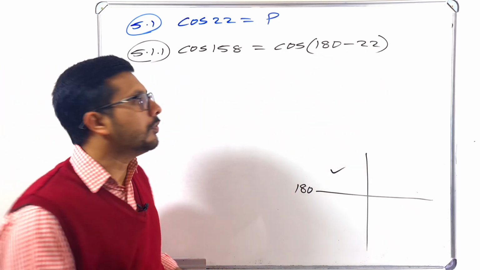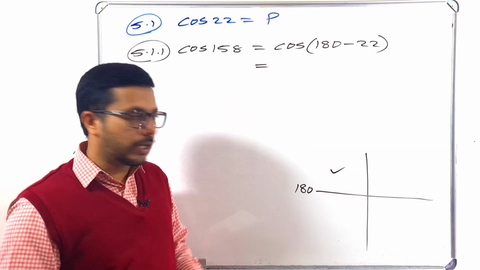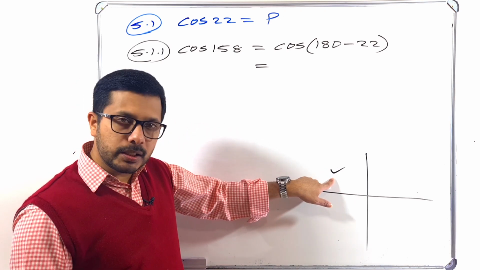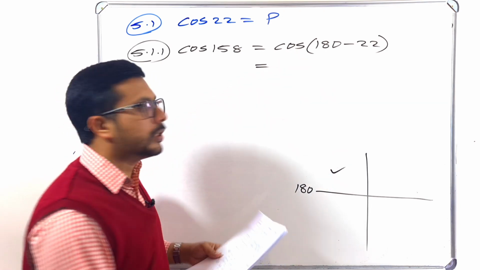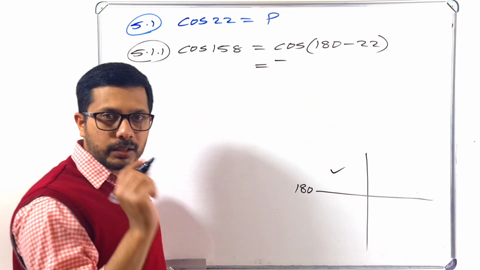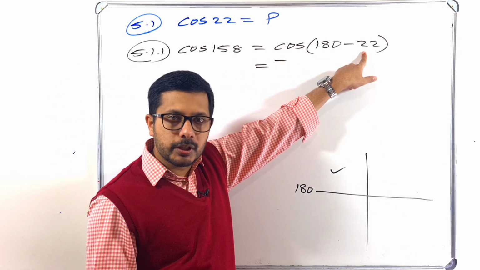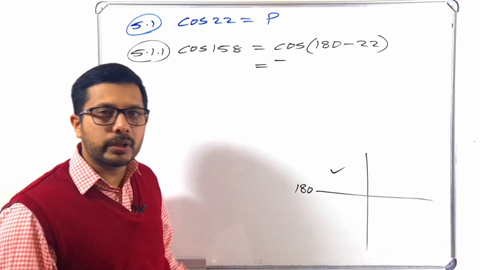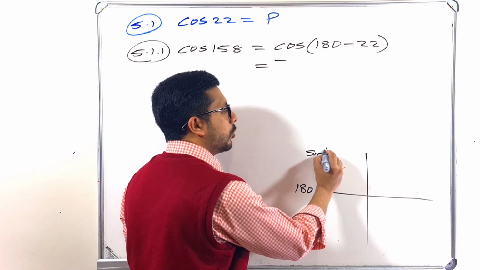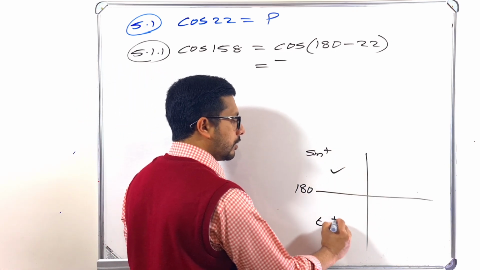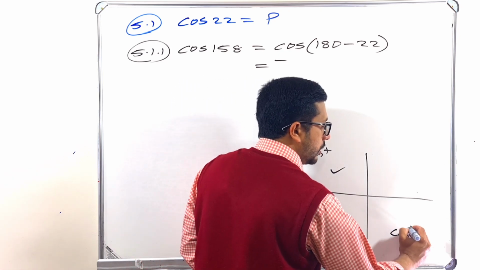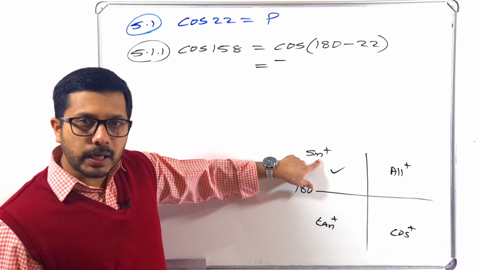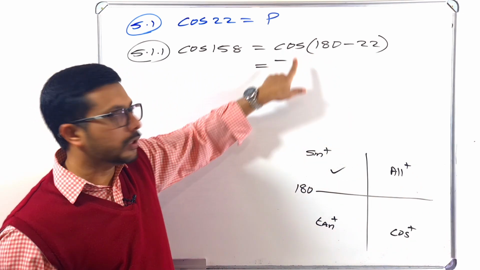180 minus 22 is in which quadrant? 180, reduction formula. 180 minus means second quadrant. Second quadrant, what is positive? Sine is positive. Here what? Cos. So it is minus. Am I right? Okay, listen once more. 180 minus 22 is in which quadrant? Second quadrant. Second quadrant, what is positive? Sine is positive. Here what is positive? Tan is positive. Here what is positive? Cos is positive. Here all positive. Am I right? Okay, so second quadrant, sine is positive. Here what? Cos. So it is negative.